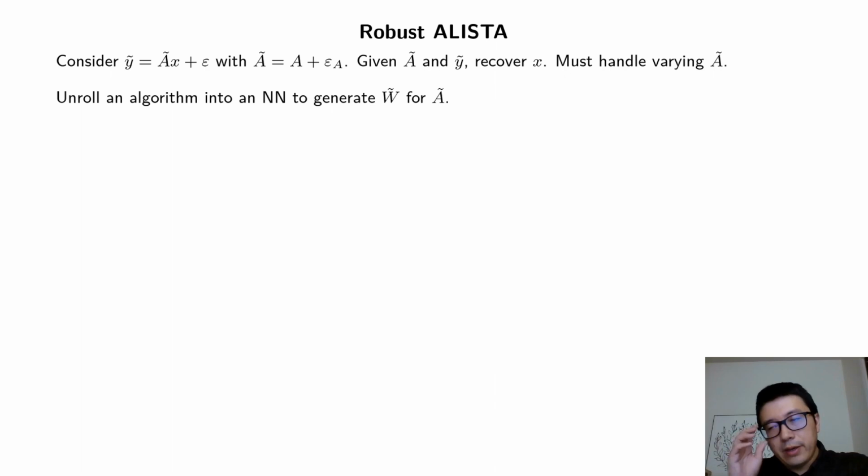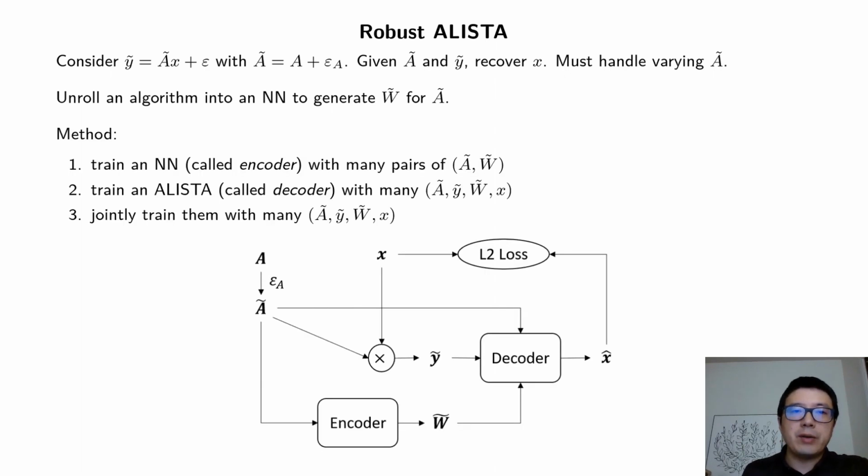Recall we solve a quadratic program in order to map A to W. This itself can be unrolled and made into a neural network with trainable parameters. Without going into details, I'll just give you the overall idea. We train a neural network, which we call the encoder, with many pairs of noise-corrupted A matrices, called A tilde, and the corresponding solutions W tilde of the quadratic program. Then with that W tilde and this A tilde, we generate a bunch of signals and their measurements, and we train A-LISTA, which we call the decoder.